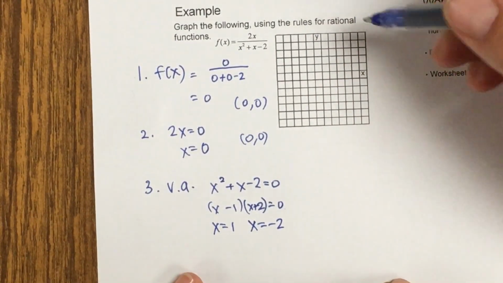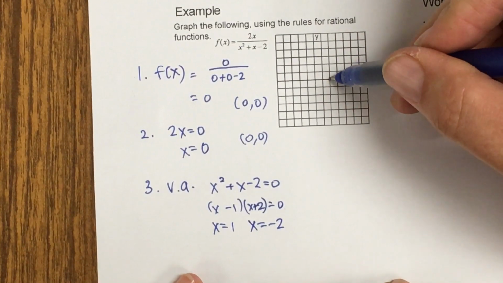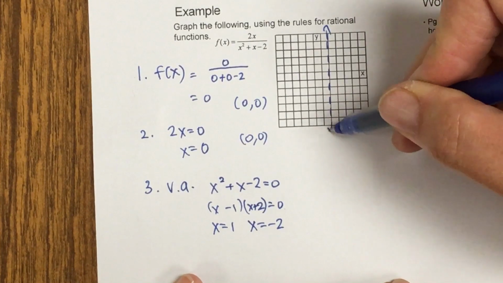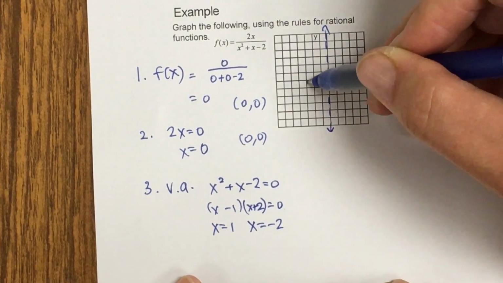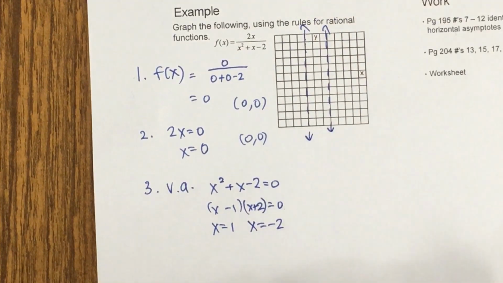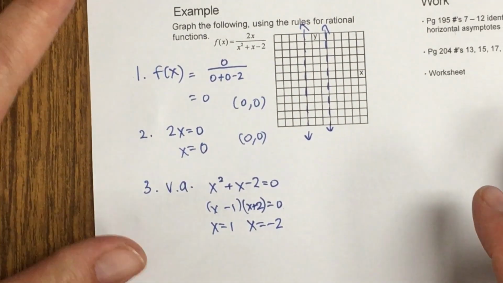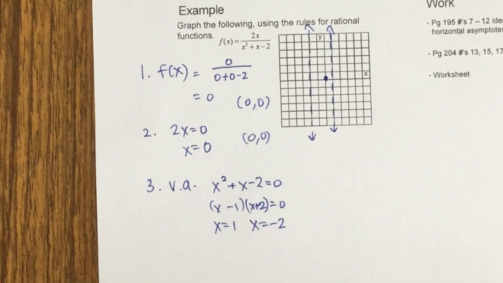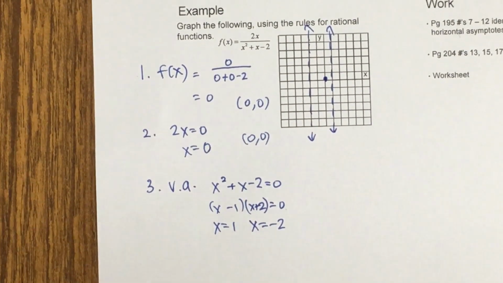So I'm going to come over here. Here's 1. So I'm going to draw a dashed line like that. Then I'm going to go to negative 2 and draw another. Now, those are my two vertical asymptotes. I've already got those on there. And I know that the graph goes through (0, 0). I forgot to plot that, but there's that information for my two intercepts.